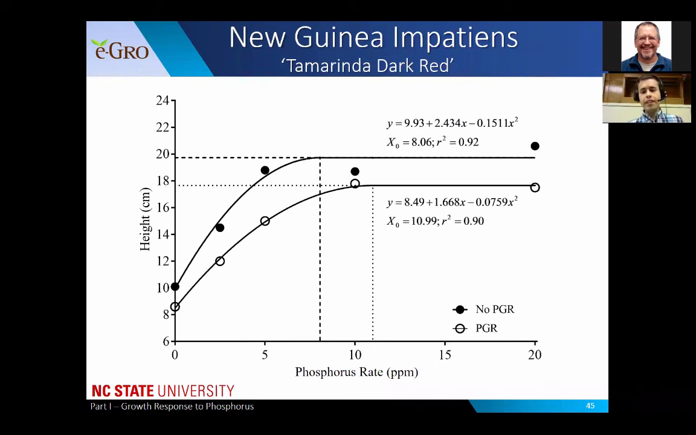And so what we did here is we followed the plateau from the PGR-treated plants to the point where it intersects with the plants that did not receive a PGR, and we followed that down to find what phosphorus rate you could achieve similar levels of growth with. And as I just mentioned, plants that received 5 parts per million and no PGR were roughly the same as 20 parts per million with a PGR. This model also indicates that it's right around that 4.5 to 5 parts per million mark that you're going to achieve some level of growth control without the use of chemical PGRs.